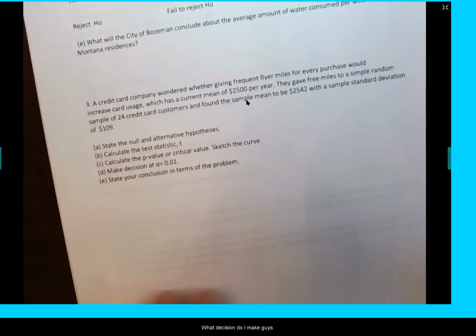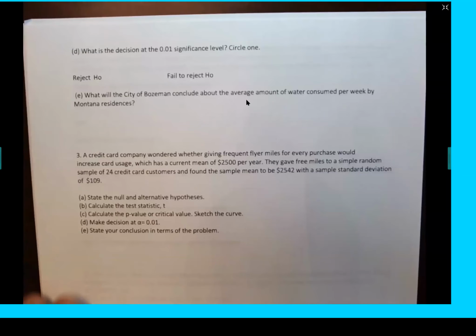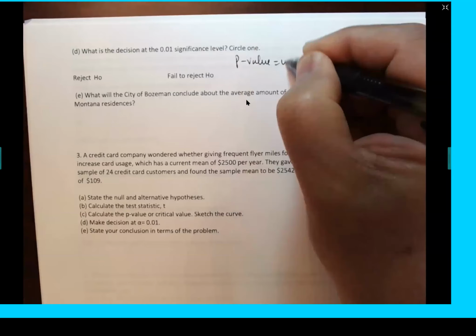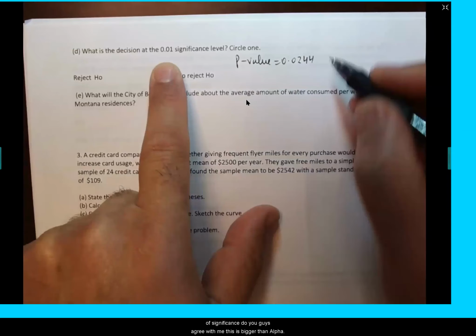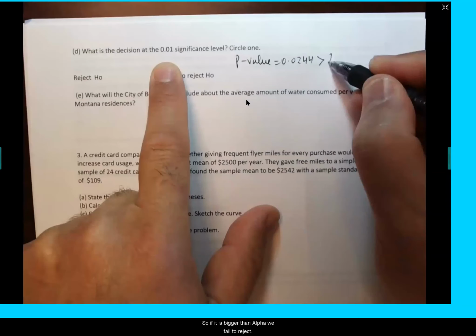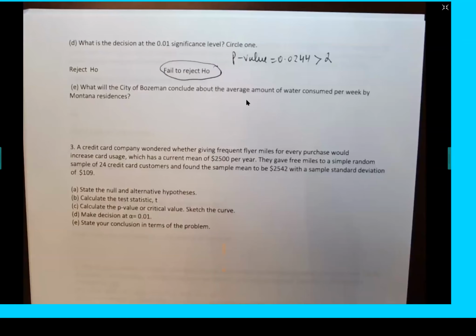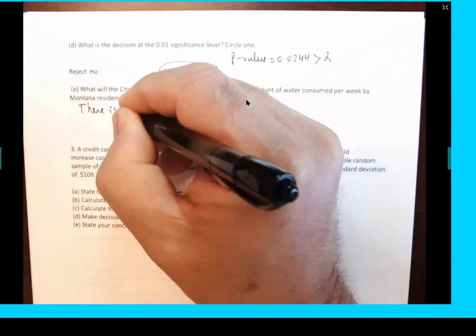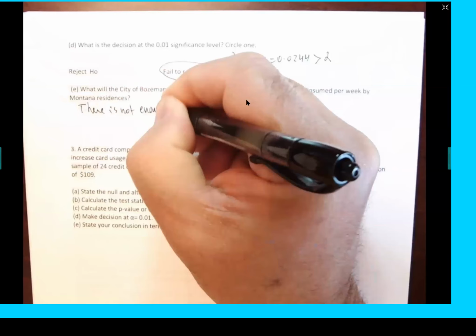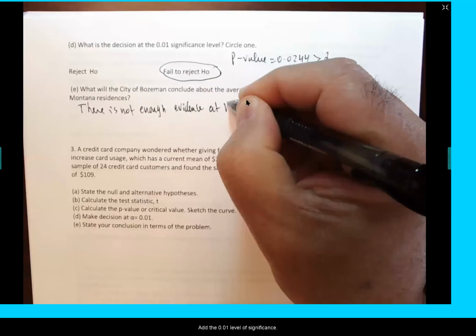What decision do I make, guys? 0.0244, let me write it down here. Okay, he wants us to do it at the 0.01 level of significance. Do you guys agree with me? This is bigger than alpha. So if it is bigger than alpha, we fail to reject H0. Okay, if we fail to reject H0 and my claim is in HA, well, how do you start? Again, there is not enough evidence at the 0.01 level of significance.